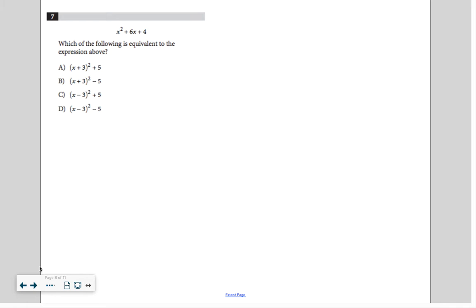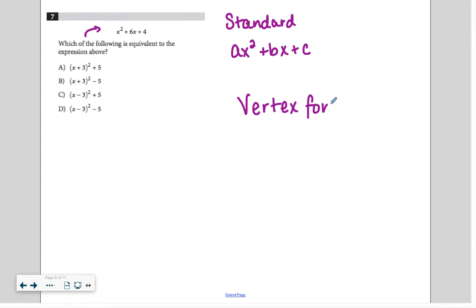All right, it can get a little bit more challenging when it says which of the following is equivalent to the expression above. Well, this is a quadratic equation in standard form. So standard form is one way to write a quadratic, ax squared plus bx plus c. But we have to know that there are equivalent expressions for quadratics. We also have 2 other ways we could write it. We could write it in vertex form, which is a(x - h) squared plus k, or we could write it in factored form.